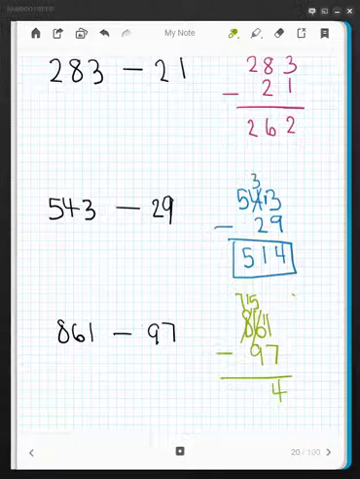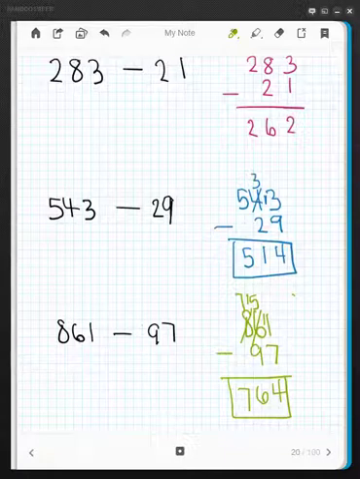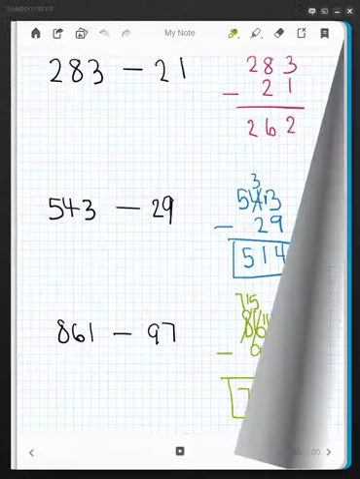And so that makes 15 tens. 15 minus 9 is 6. And then 7 minus 0 is 7. And so my final answer is 764. That is the difference of 861 and 97.